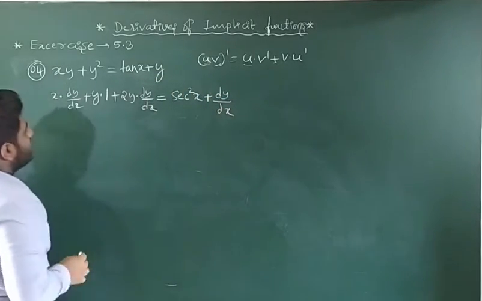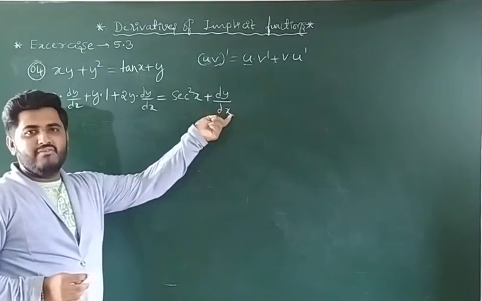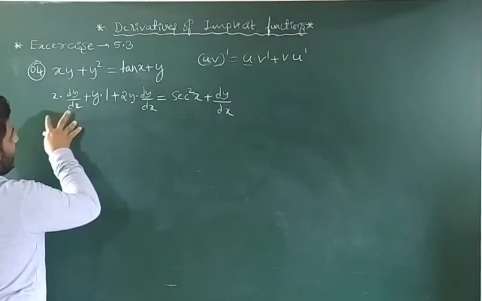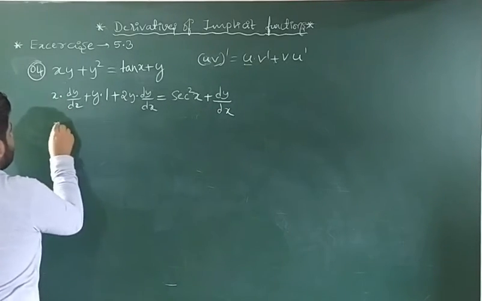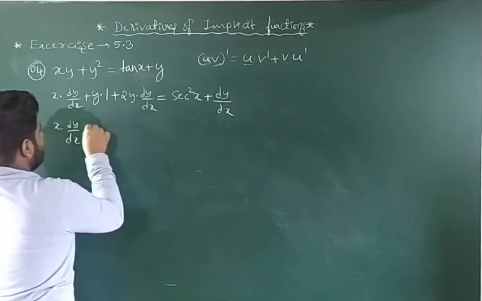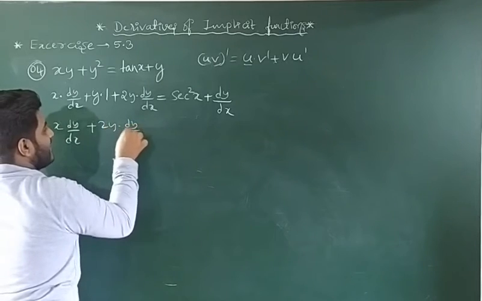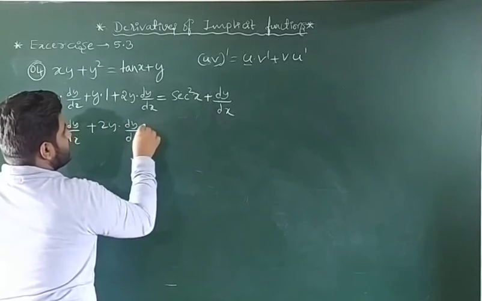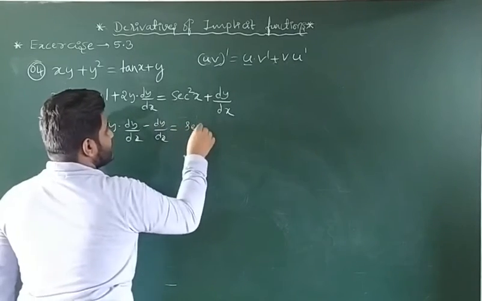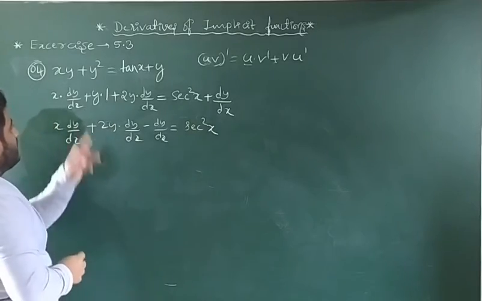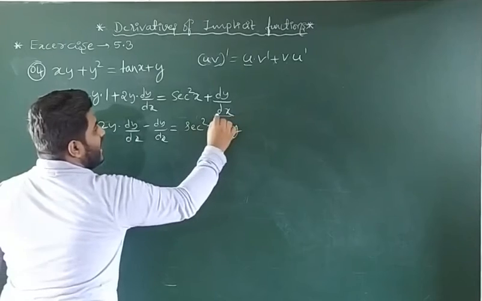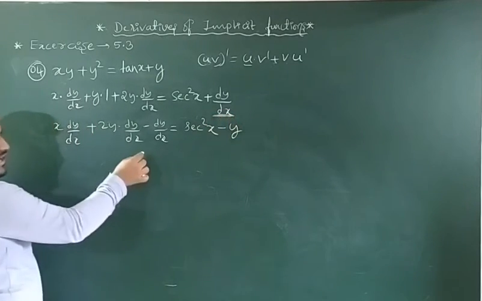Next, we have to take the dy by dx terms to one side. So take this dy by dx this side, and the rest we have to transfer to that side. So here x into dy by dx as it is, plus 2y into dy by dx as it is, and this is minus dy by dx. We are getting sec square x as it is, plus y, you have to take this side, it becomes minus y. So that means I have taken this term to this side, right?